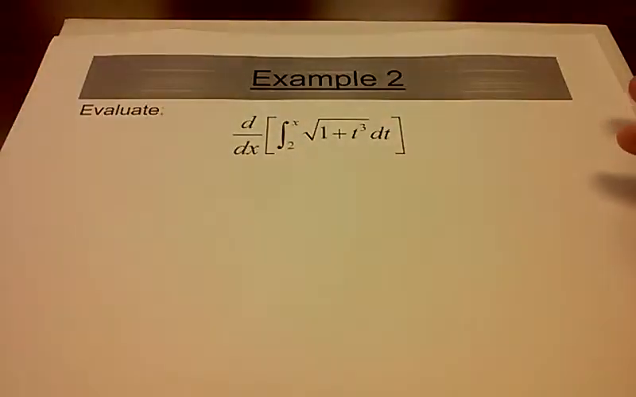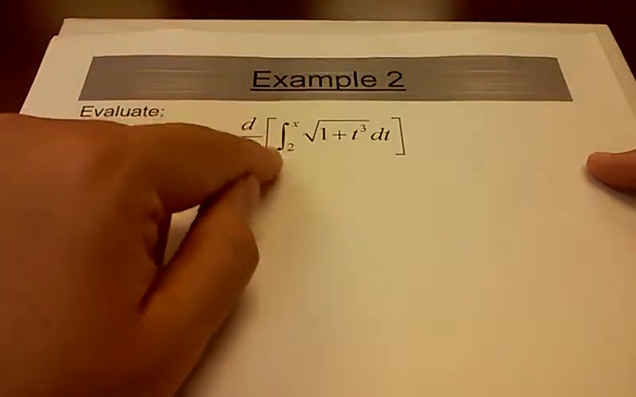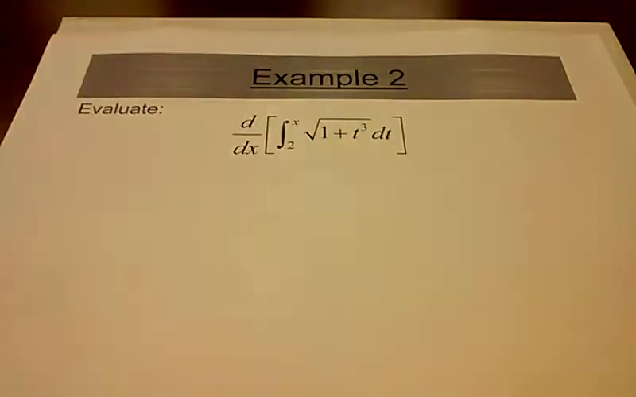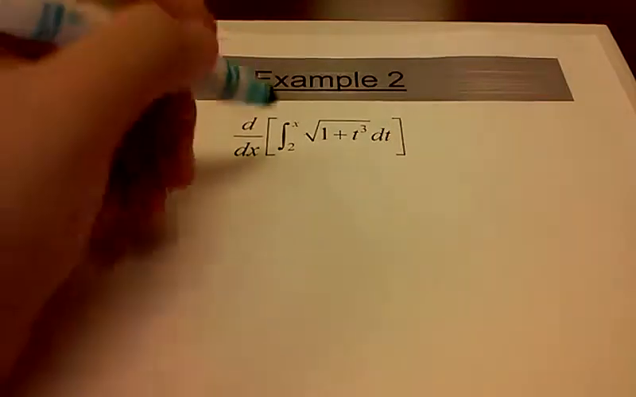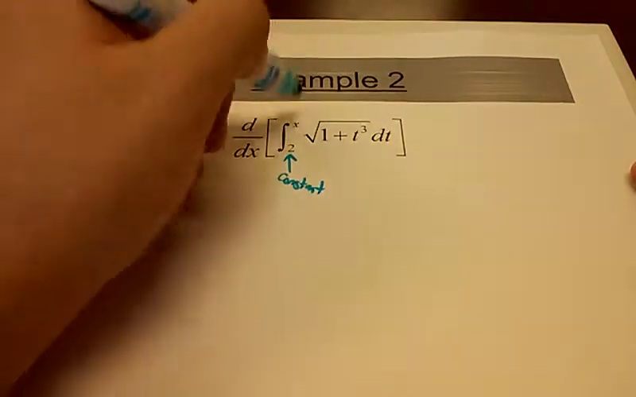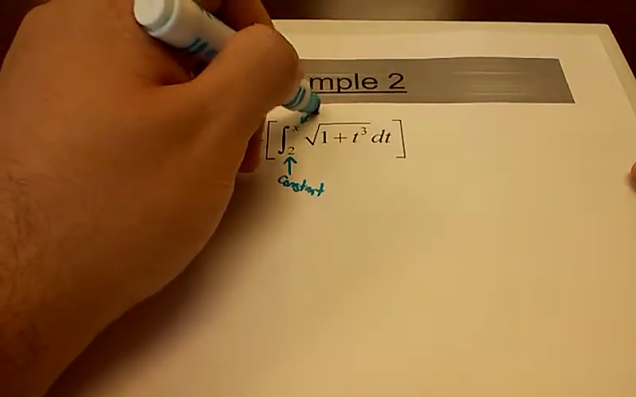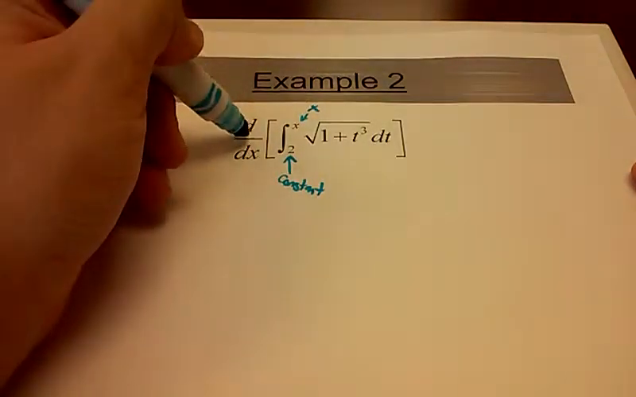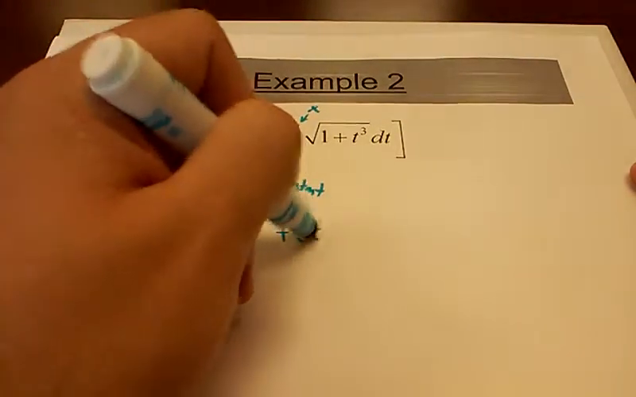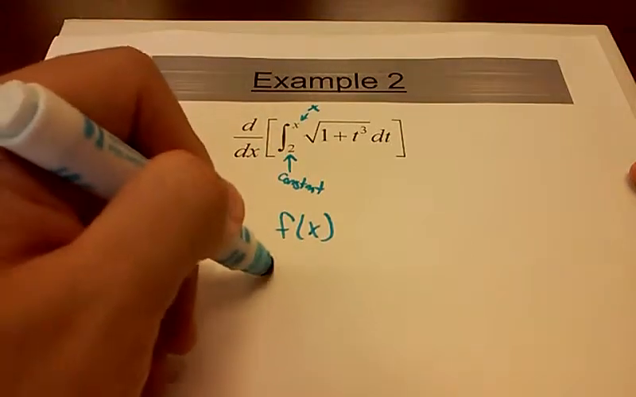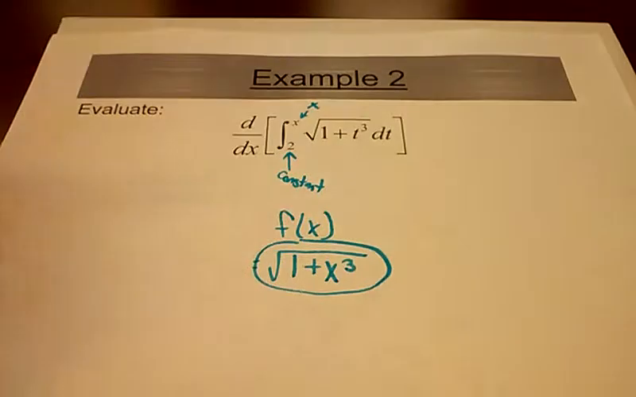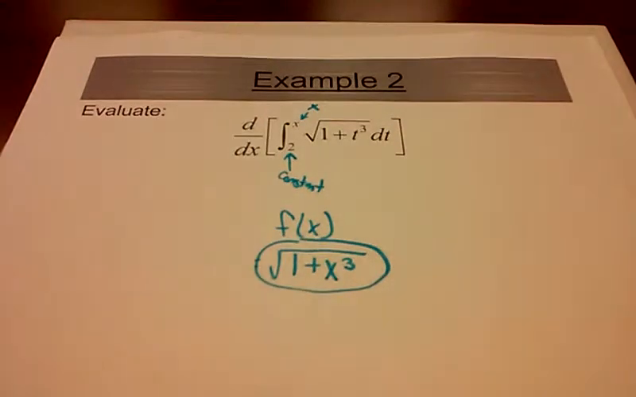Like, for example, let's say you want to take the derivative of the integral from 2 to x of the square root of 1 plus t cubed dt. Well, the first thing I notice is that this is a constant, and this is just plain old x, and it wants you to take the derivative of the integral. Well, your answer is just simply f of x, which would be the square root of 1 plus x cubed. And so that would be the answer to that problem.